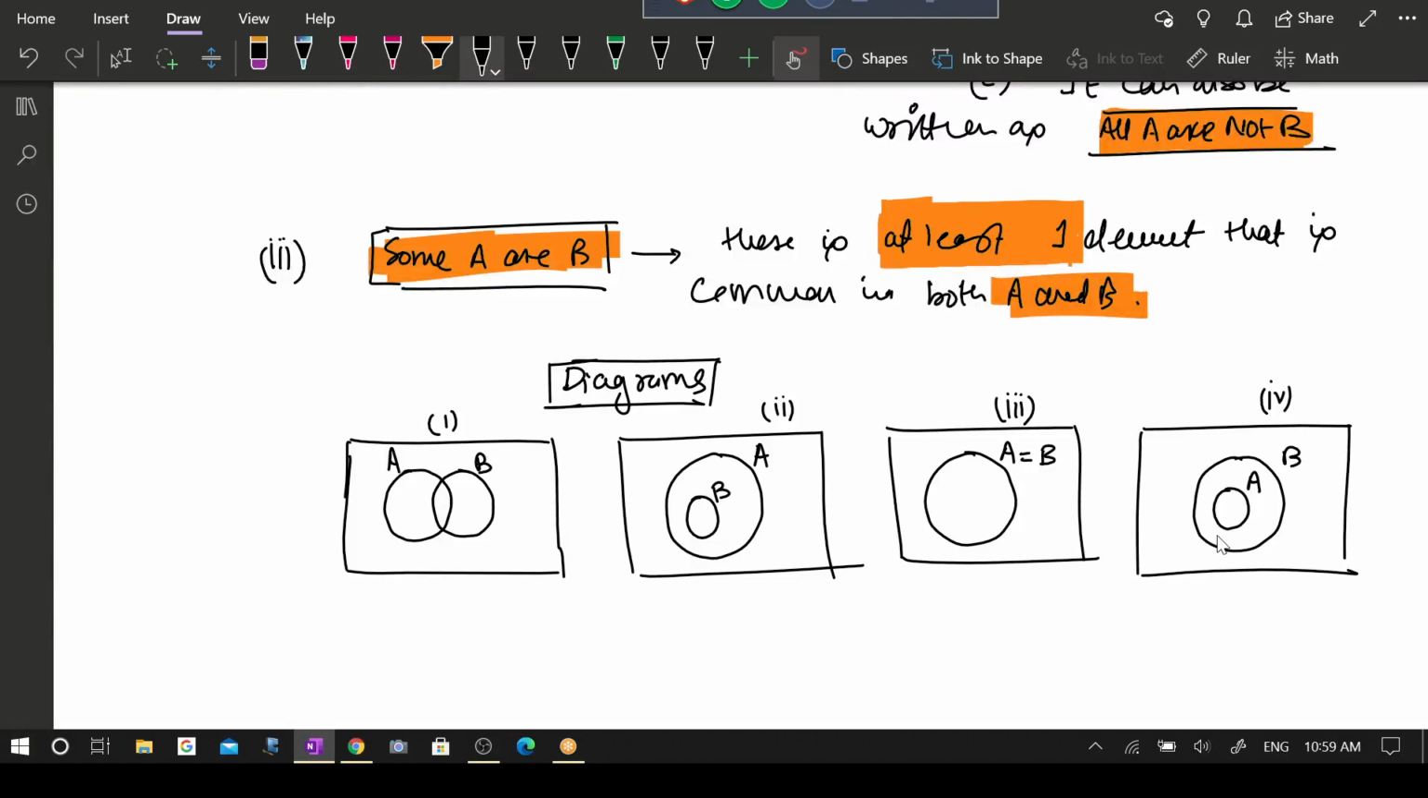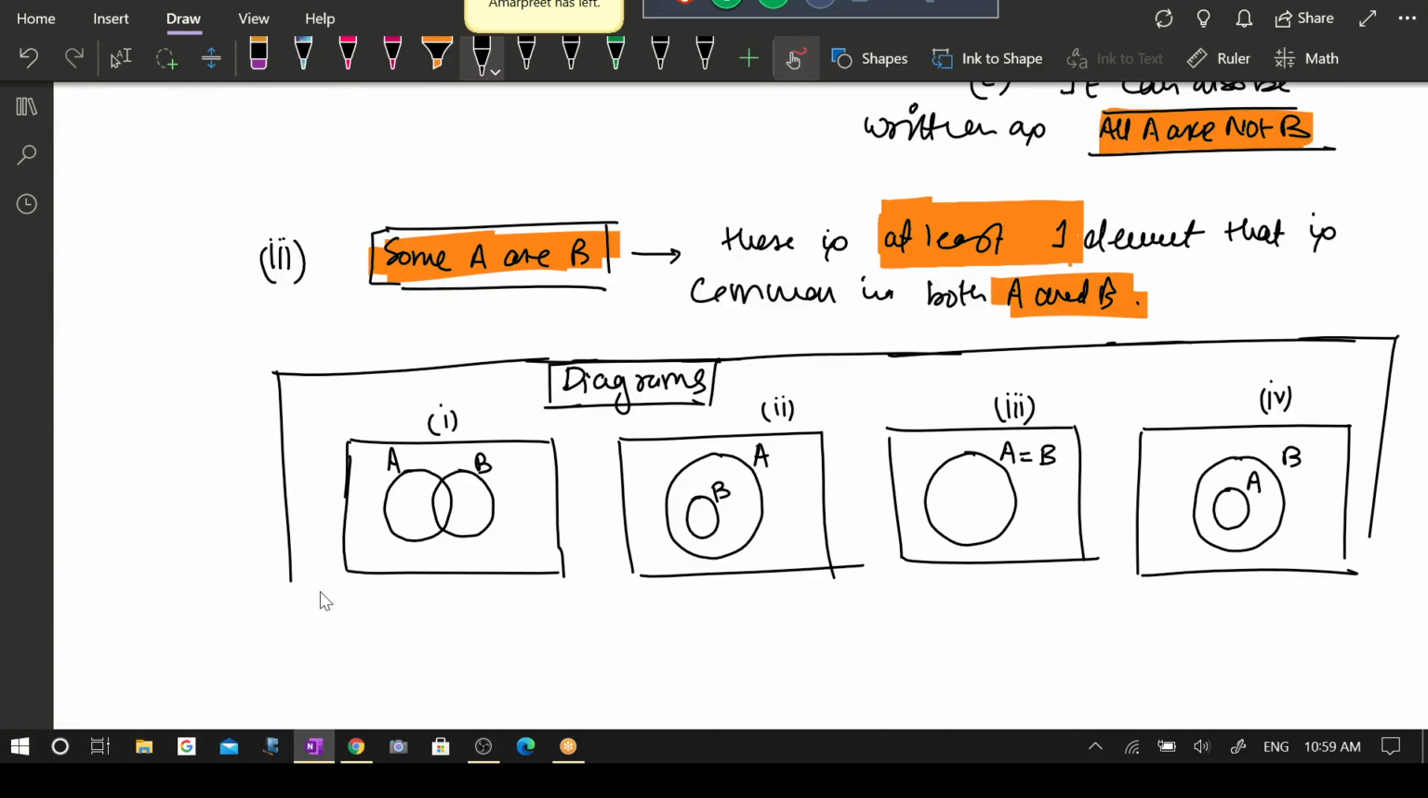Alright, so some A or B, there are four good diagrams. We generally take one only or two only, but from today onwards, whenever there is a some A or B, you have to think of all four possible diagrams. All four possible pictures over here.